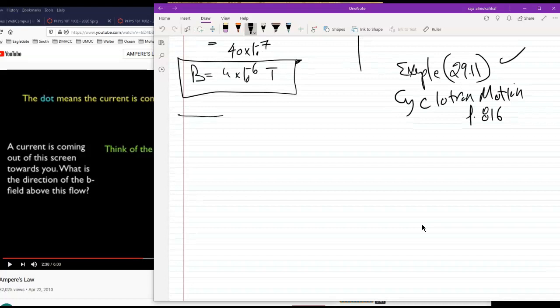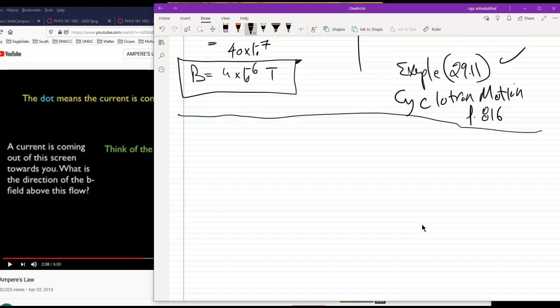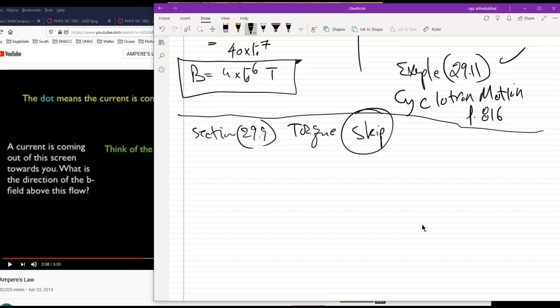Like I said, the chapter is huge. There's no way I could cover it within this 1 week span. So section 29.9 is about torque. We're not going to cover it, so you can skip that for this course. But of course, you are encouraged to read it. Honestly, you should be able to understand it without my help.